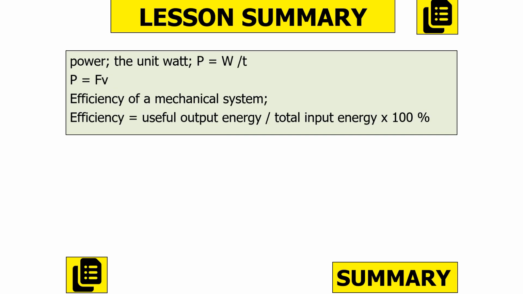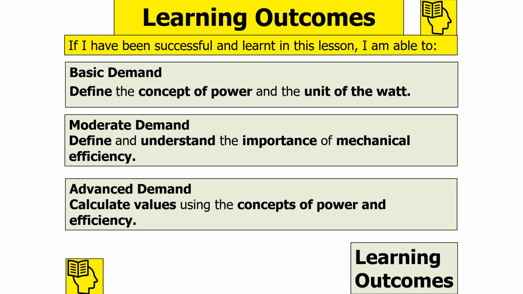So to summarize what we've learned in today's lesson, we've looked at the concept of power, the unit of the watt. Power is equal to work done over time taken. Power is equal to force times constant velocity. The efficiency of a mechanical system, and efficiency is equal to the useful output energy over the total input energy times 100. So if we've been successful, you should be able to define the concept of power and the unit of the watt. Define and understand the importance of mechanical efficiency, and calculate values using the concepts of power and efficiency.